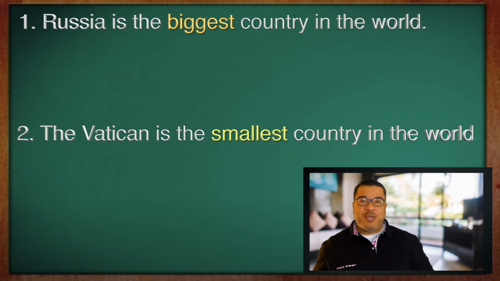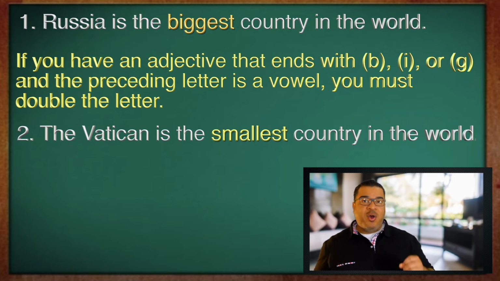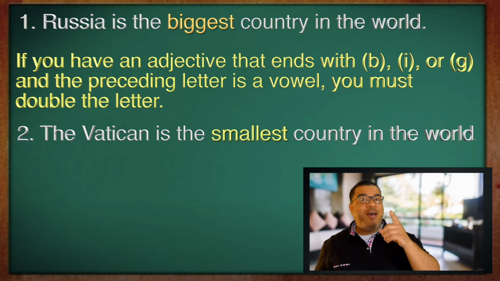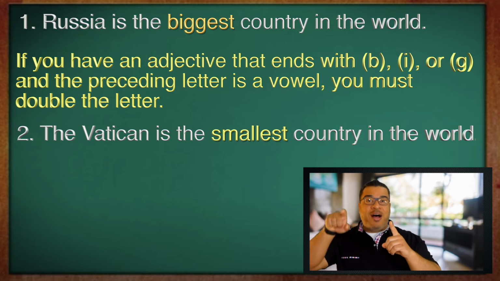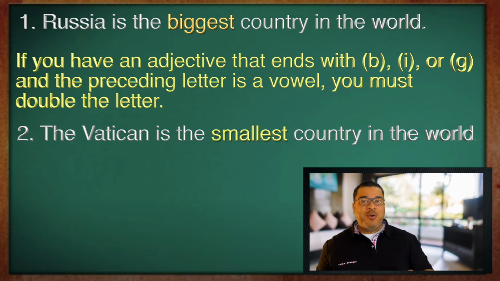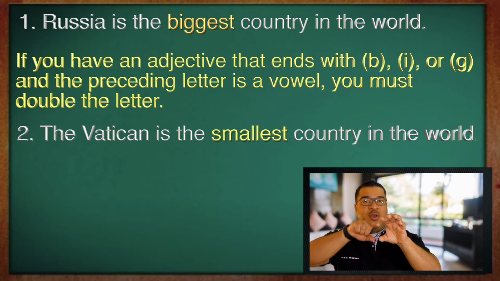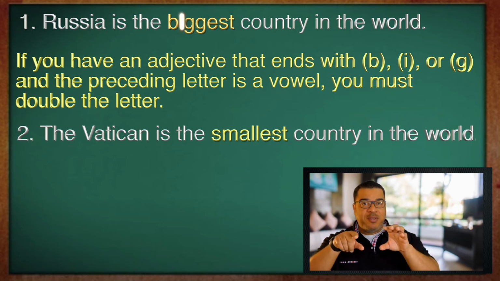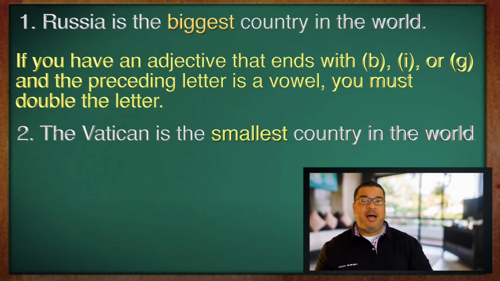So this is one of those special little rules in English. If you ever see a word end with a B, an I, or a G, you have to double it. You have to double it if that B-I-G has a vowel in front. I know that's a little confusing, but stay with me. So if you have a word like big, B-I-G, before the G, you have a vowel, which is an I. And if you're not familiar with the vowels, a vowel is A, E, I, O, and U.